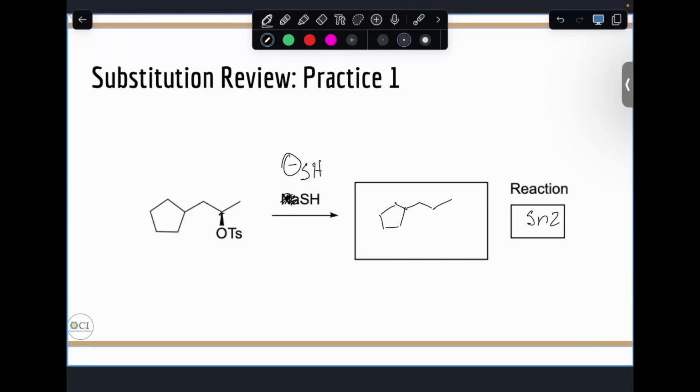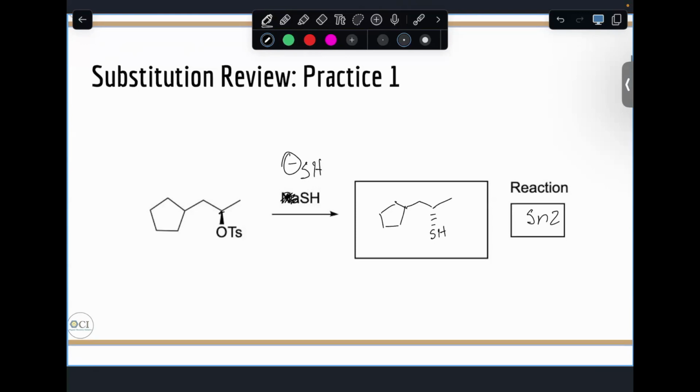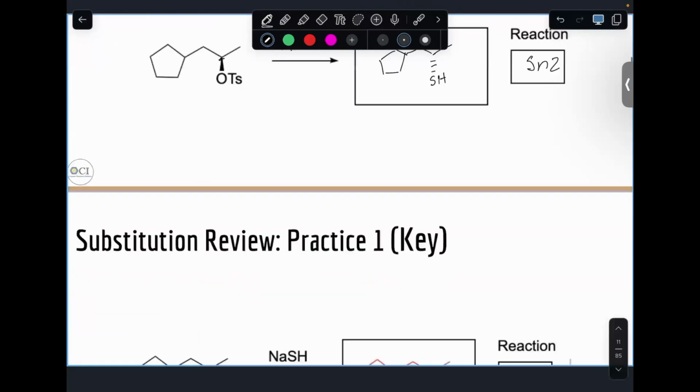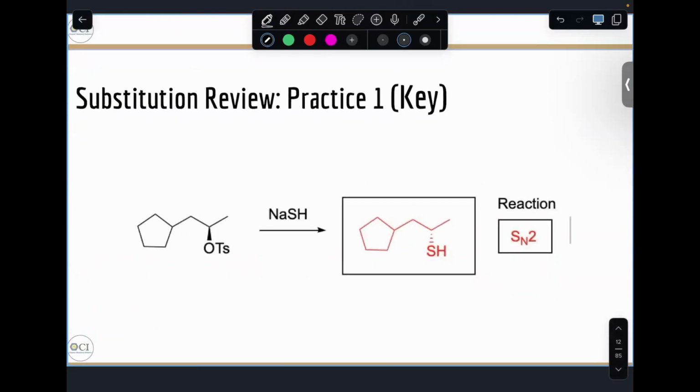Would this flip the stereochemistry? Yes, it would. Yeah, SH. We understand that? Makes sense? Pretty simple, right? It's the answer.